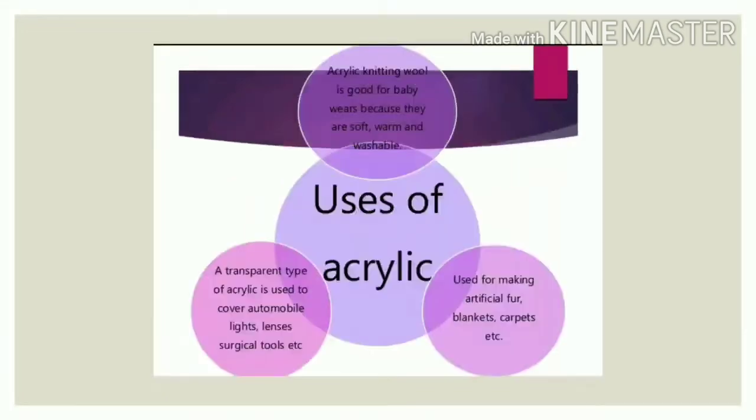Next one is the uses of acrylic. Acrylic knitting wool is good for baby wear because it is soft, warm and washable. A transparent type of acrylic is used to cover automobile lights, lenses and surgical tools, etc. They are also used for making artificial fur, blankets and carpets. They are basically nowadays used in the carpet industry.